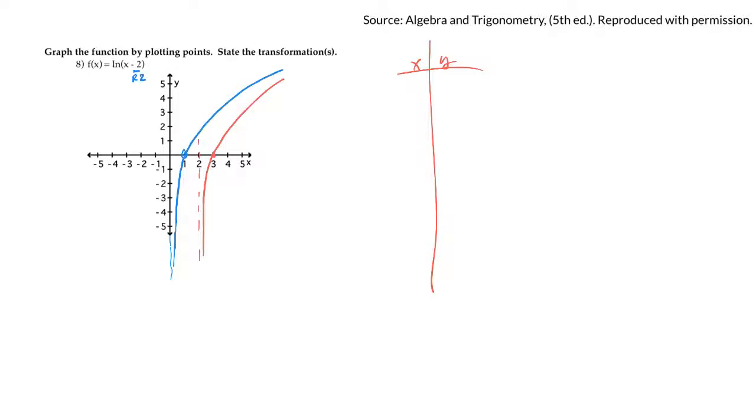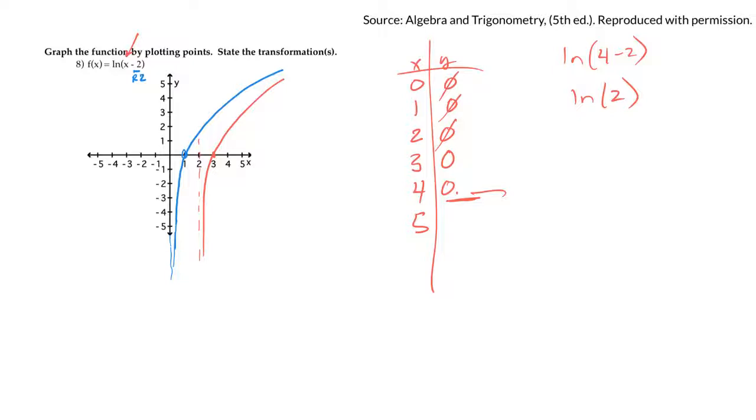So say plug in 0 for x. If you put a 0 in there and then figure out what that is, I think that'll come out undefined. If you put a 1, it'll be undefined. If you put a 2, it'll be undefined. If you put a 3, it'll come out to 0. And then 4, that'll be ln of 4 minus 2, or the ln of 2, and the ln of 2 comes out to 0.7 or 8 or something like that. And then put a 5 in, etc. And you can get what those points look like.